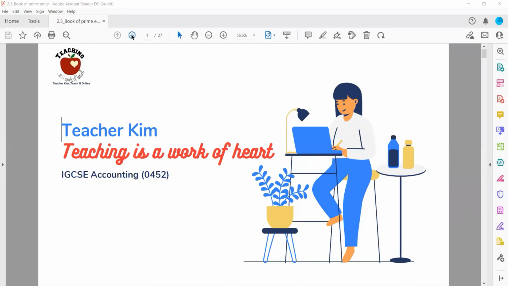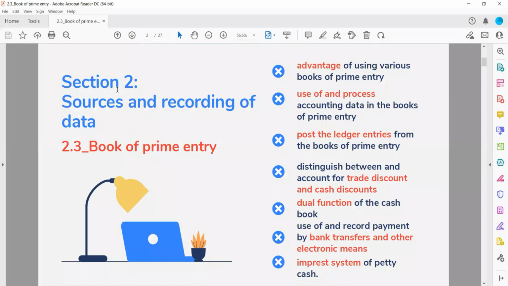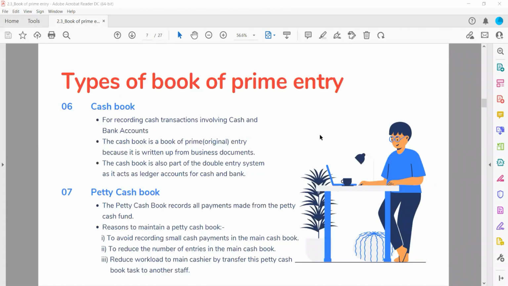Okay, we're going to do the last chapter of section 2, book of prime entry, also called book of original entry. This is the area to cover the advantage of using different books for recording, and how is the process to transfer the data in the book of prime entry, posting to the ledger entry, and differentiate between trade discount and cash discount. This is more toward the cash, for the cash book and petty cash book.